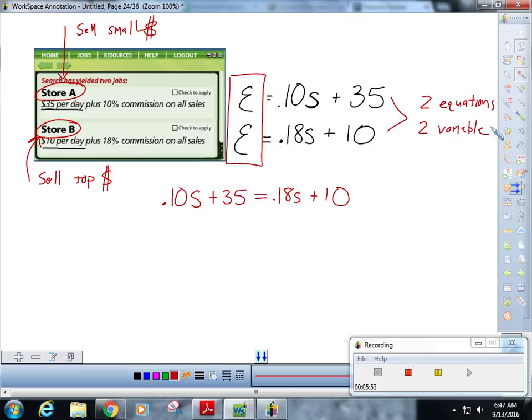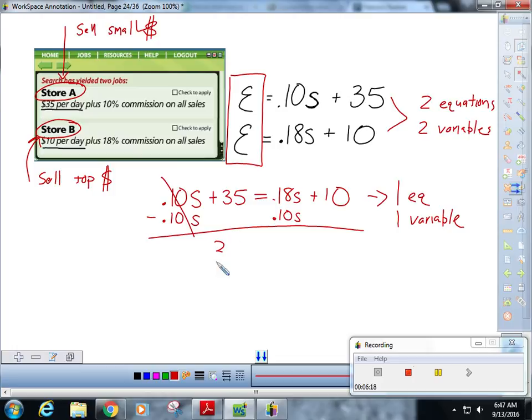Now we have one equation, one variable, and that's what we like. We like to solve one equation with one variable. We're used to that. Okay, so this is some weird math, a little bit weirder than we've done so far this year. We're going to subtract 0.10s. Just stay neat, and I think you'll be fine on this.